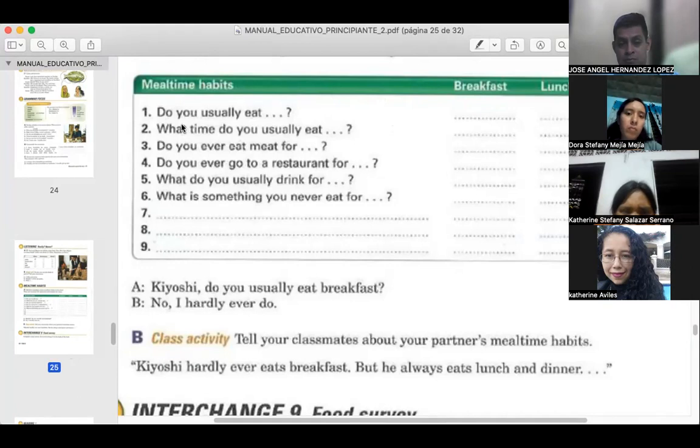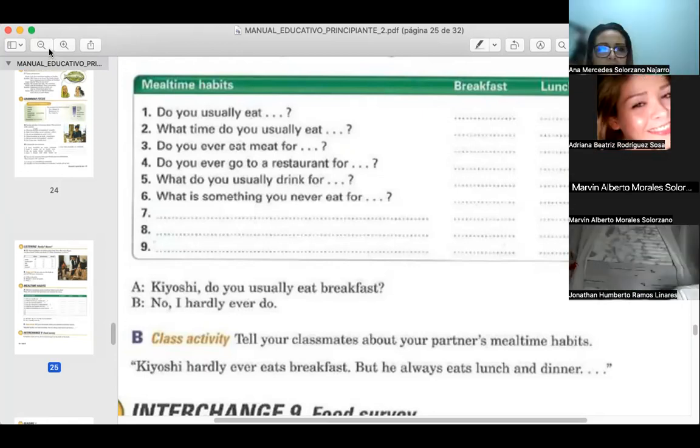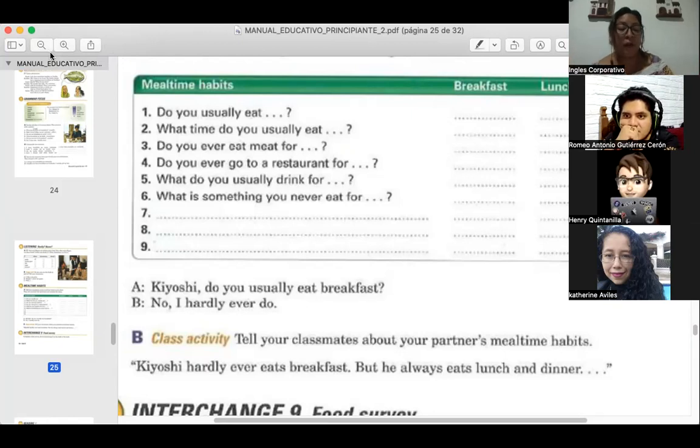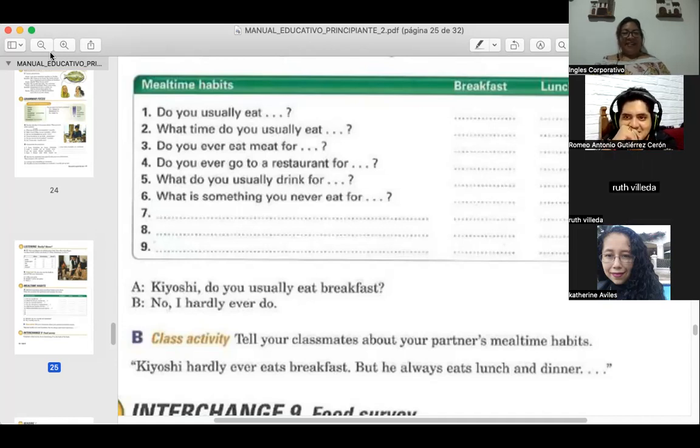Vaya, ¿cuál era la característica de las preguntas que llevaban do or does? O sea, ¿cómo se clasificaban o cómo se llamaban ese tipo de preguntas? ¿No se acuerdan? Que habían dos tipos de preguntas. Un tipo sí me acuerdo que era la WH questions, pero no es esa. ¿Y el otro tipo? ¿Cómo dijo el teacher?